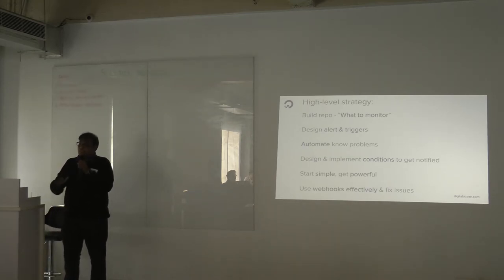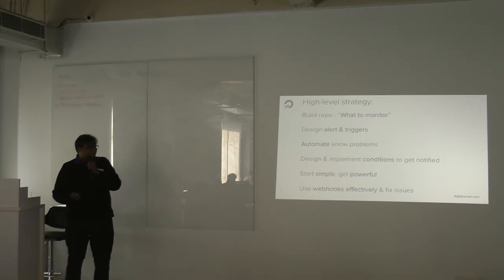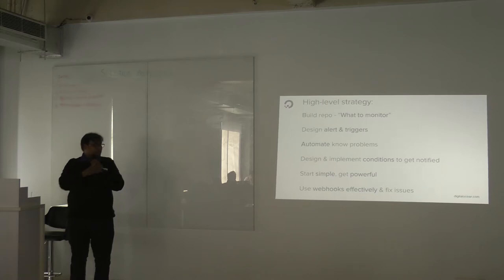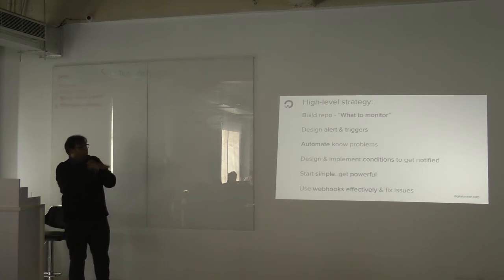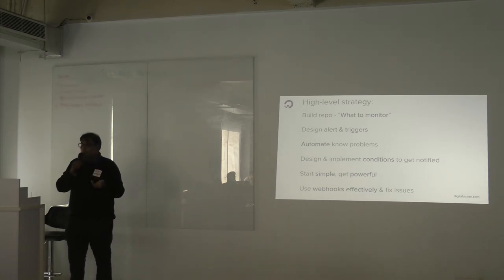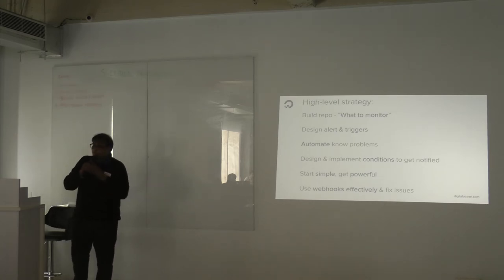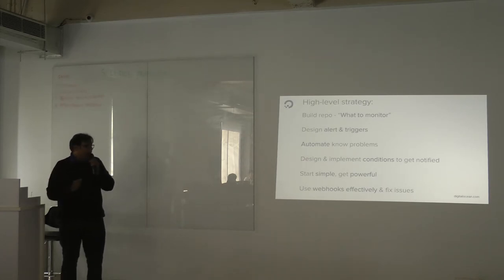So the high level strategy to build a monitoring system itself is to build a repo of what to monitor. You could use watchers as well. Build a high level strategy for what to monitor, and then design an alert and triggering mechanism to get those alerts. It doesn't matter if it is self-healing or not, this is for building the monitoring system itself. So you have the repo, you have the alert and trigger, and then automate known problems. You can build known-problem automation only when you know what to monitor, and only when you have the repo of what to monitor. And then, of course, design a condition to get notified, always start simple and get powerful, and use webhooks effectively if you are using watchers.